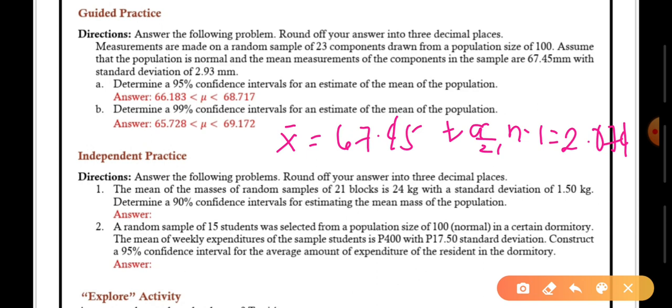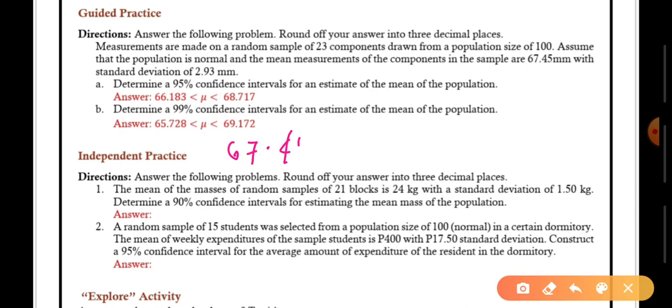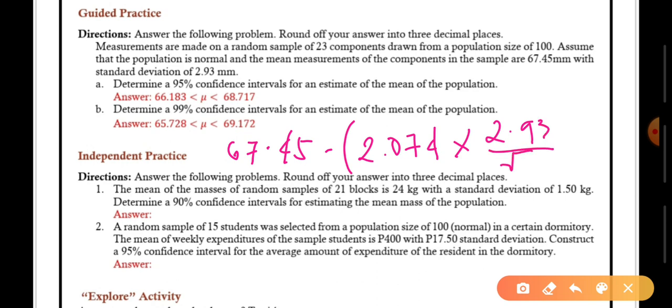Next is your n, which is 23, and your standard deviation, I'm just going to write it here, 2.93. So we already have our given. All we need to do is to perform its indicated operation, or the formula given, I should say. It's going to be 67.45 minus 2.074. If you have your calculator, you can press it on your calculator: 2.93 divided by square root of 23.